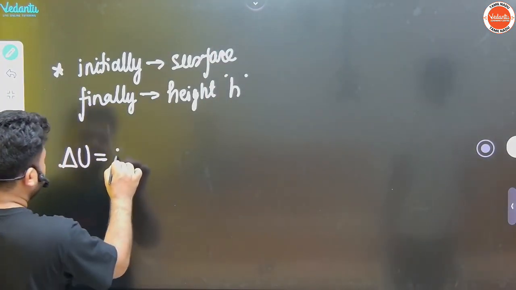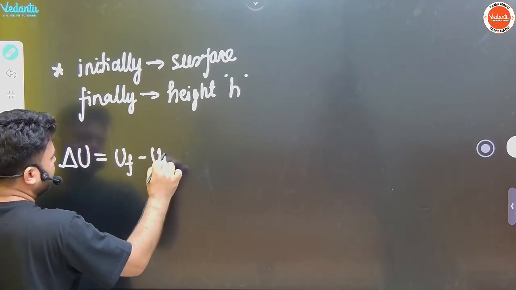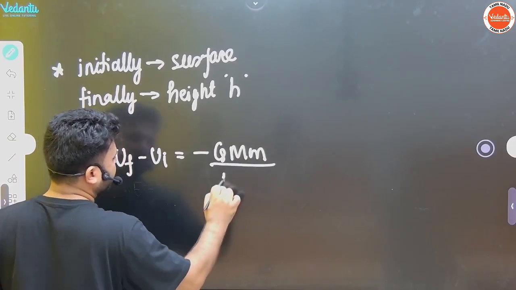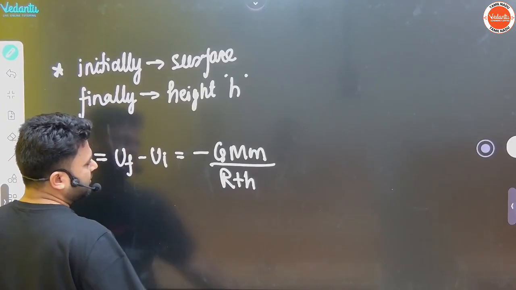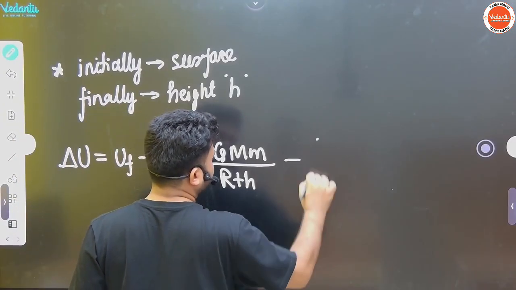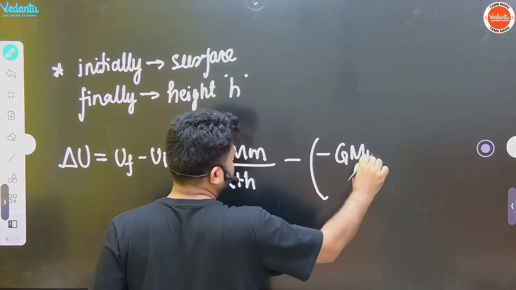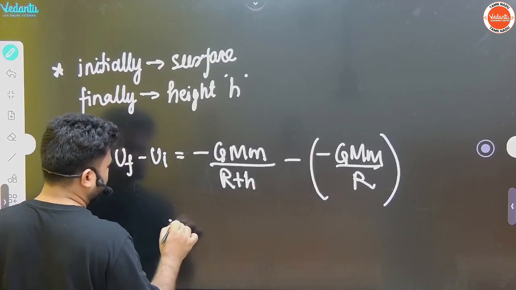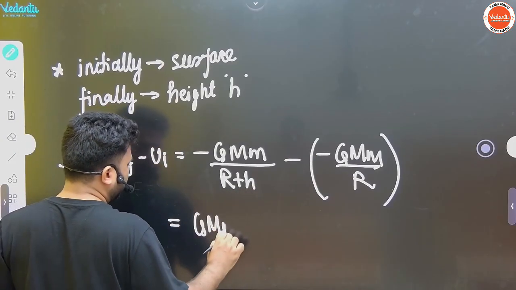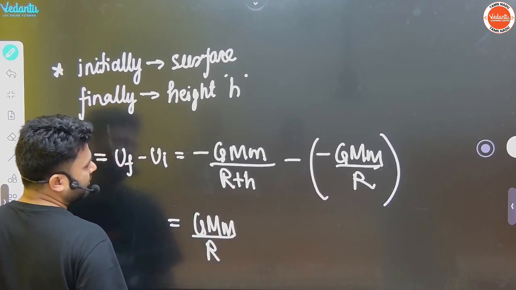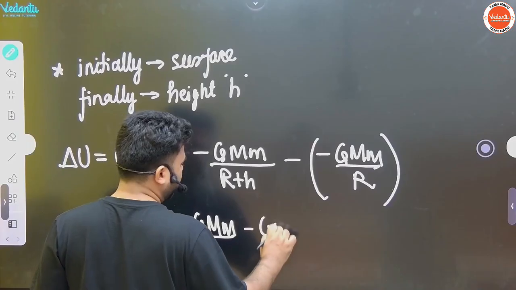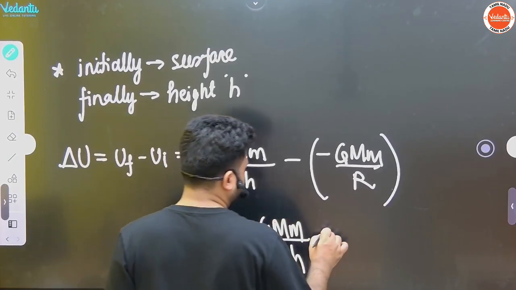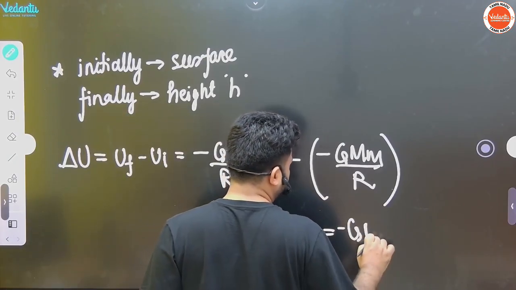So change in potential energy means final potential energy minus initial potential energy. Final potential energy is minus GMm divided by R plus h. This is final potential energy minus initial potential energy. Initial was minus GMm divided by R. So if you solve this, this minus will become plus. So GMm by R, and this is minus. So minus GMm by R plus h. So you can take common GMm.